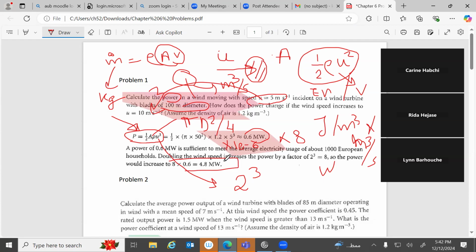That's why it's very important to select an appropriate location for our wind farms, because the velocity of wind will largely affect the power extracted.